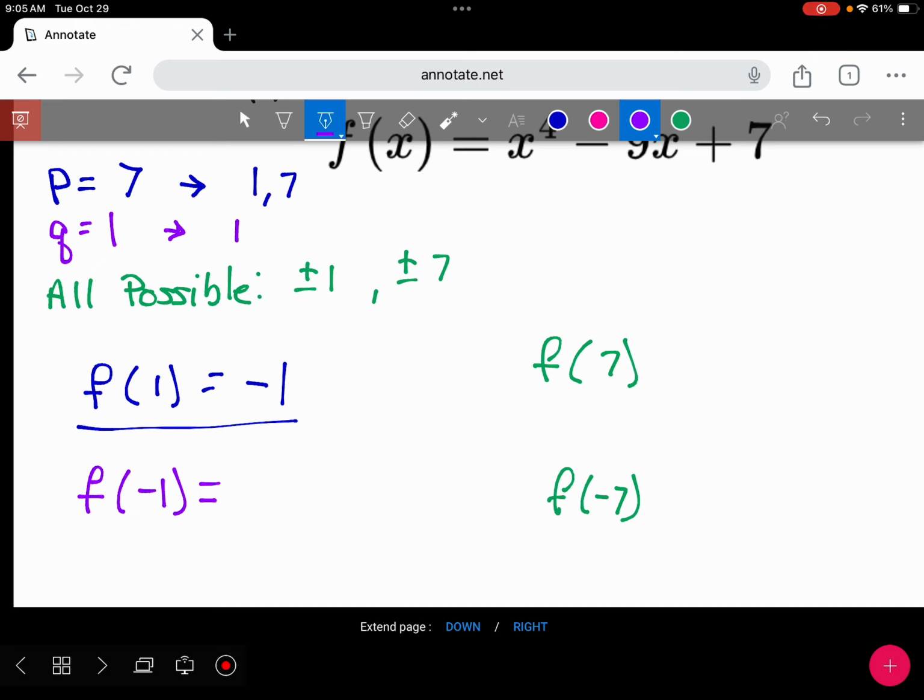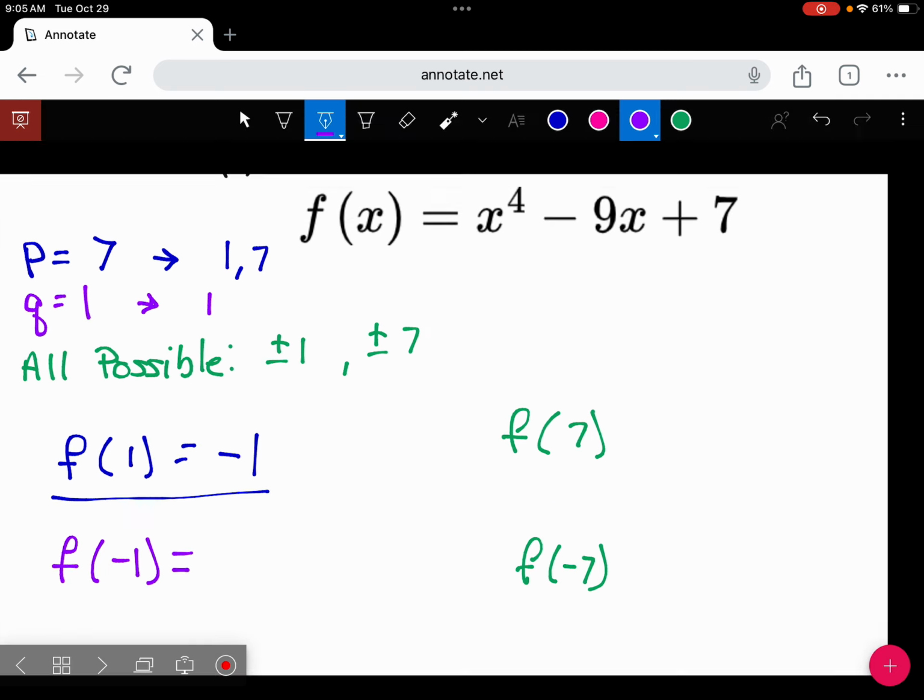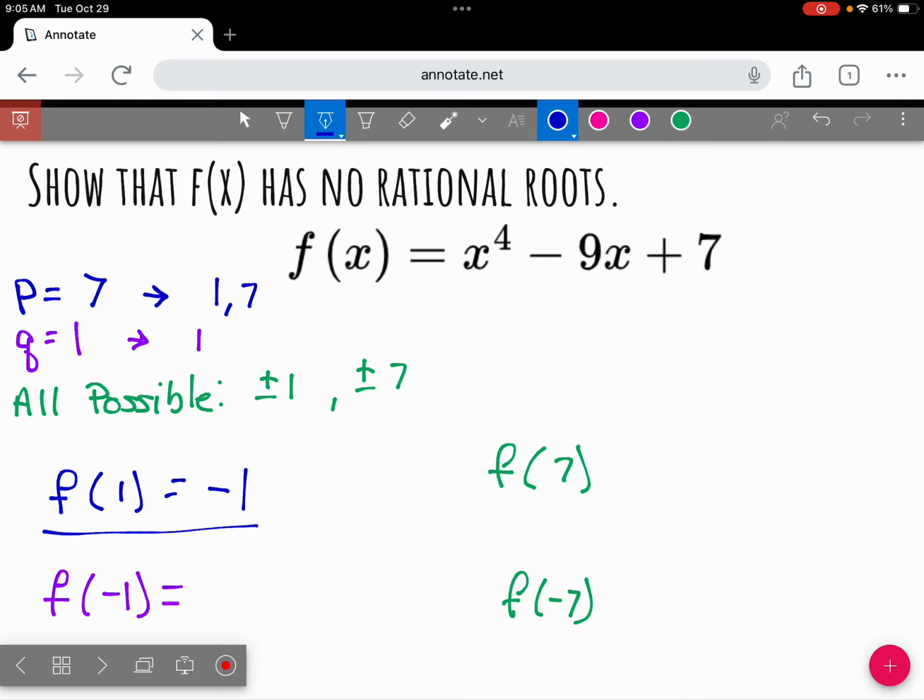P is the constant at the end. Q is the leading coefficient. This guy was our P. This guy was Q. It's our leading coefficient, next to the x to the 4th. Oh, the factors of P are things that multiply to make 7.